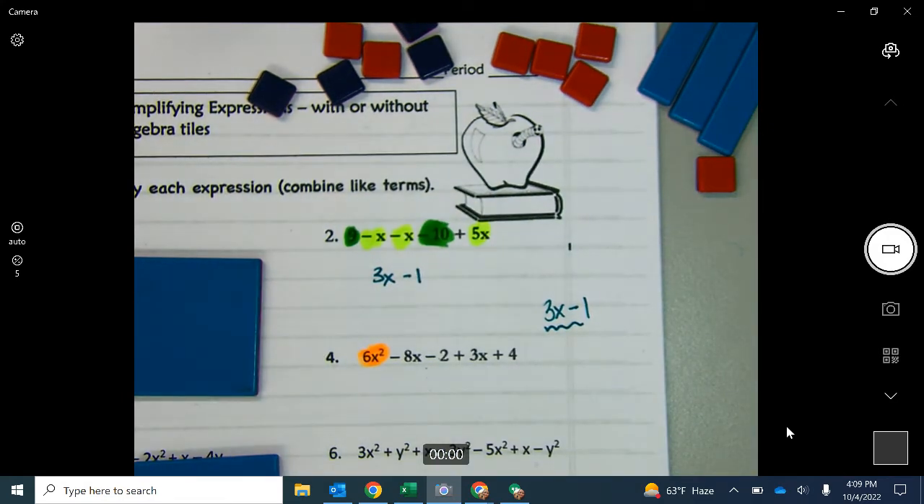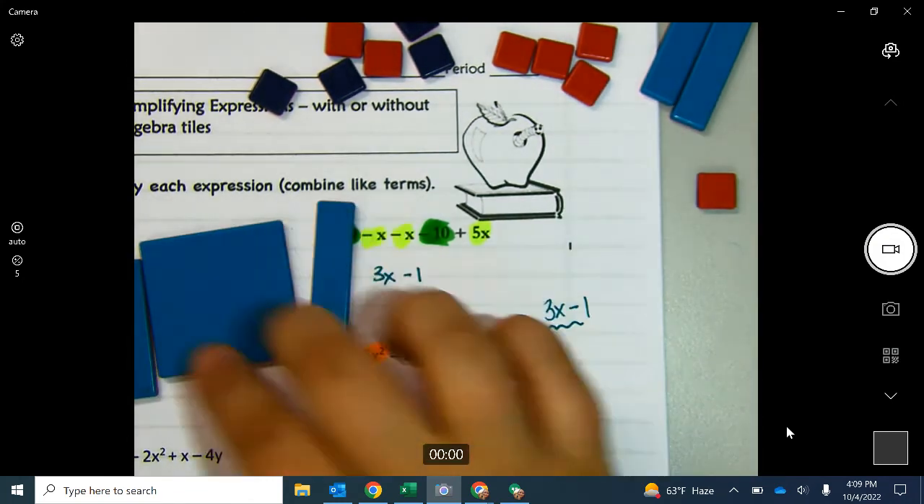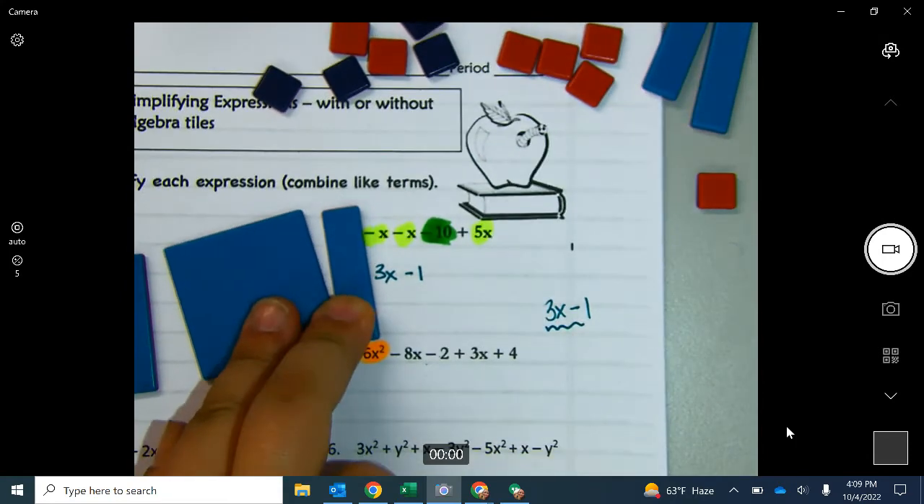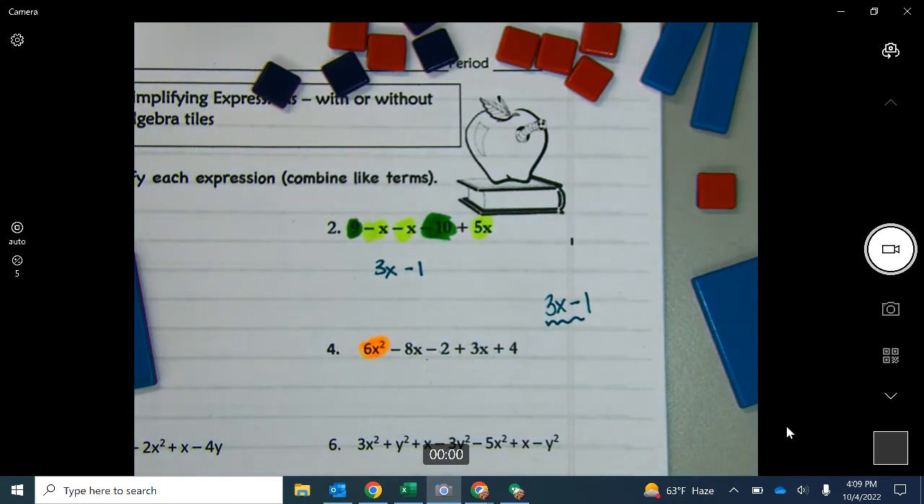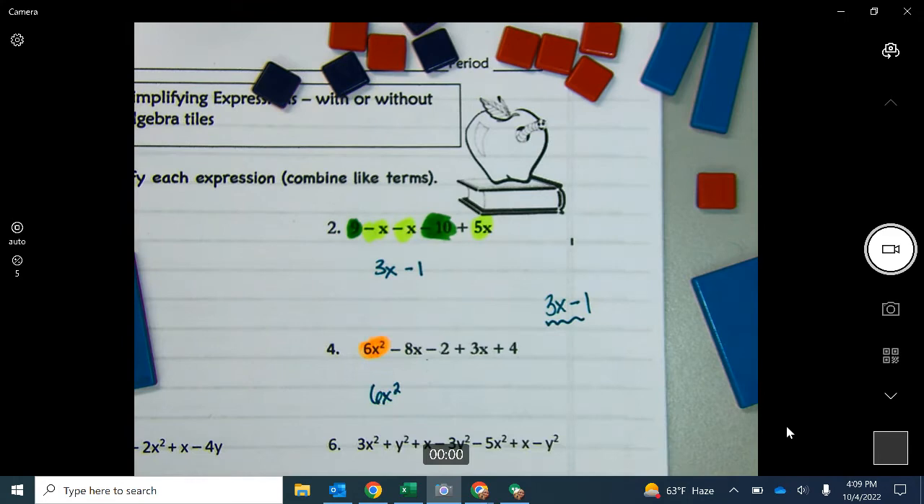Okay, because these x squareds and x's are different, right? They're not the same. X and x squared are two totally different tiles, so I can't combine them and say that I have 4 x's or something like that. Okay, it's a totally different tile. So that 6x squared is going to be by itself.